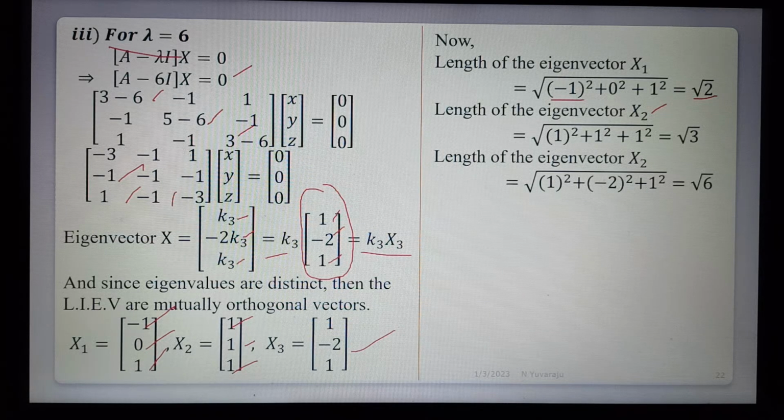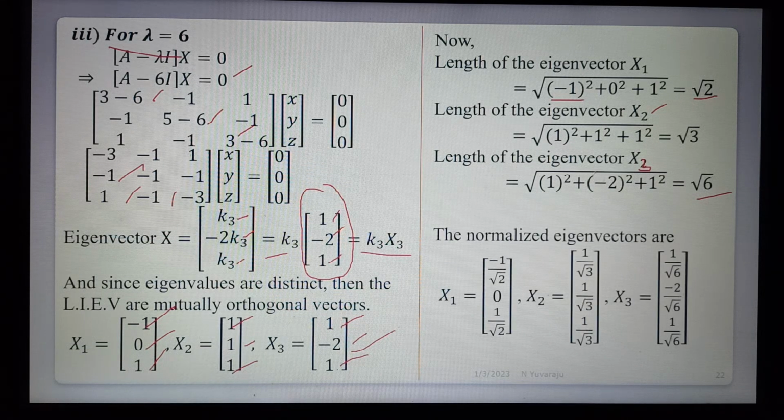Sorry, this is x3, and there was a typing mistake. The length of the eigenvector x3 is the square root of the sum of 1 square, minus 2 square, 1 square, that is equal to root 6. Okay? So now the normalized vector: each element in the corresponding eigenvector is divided by its length.